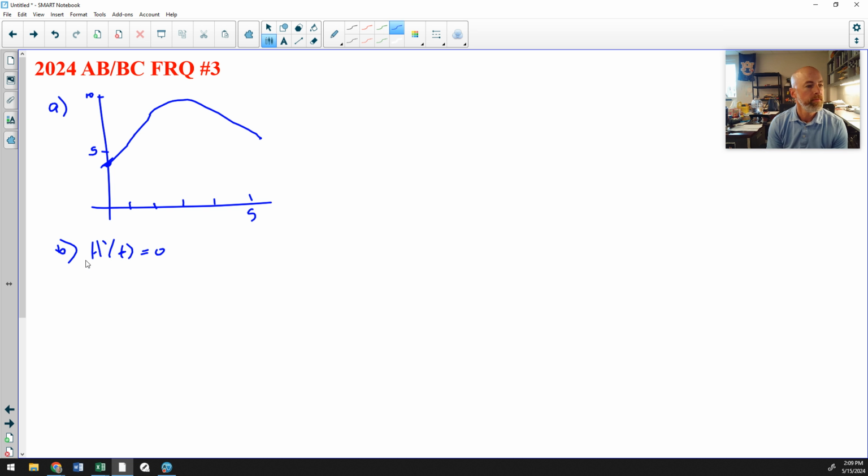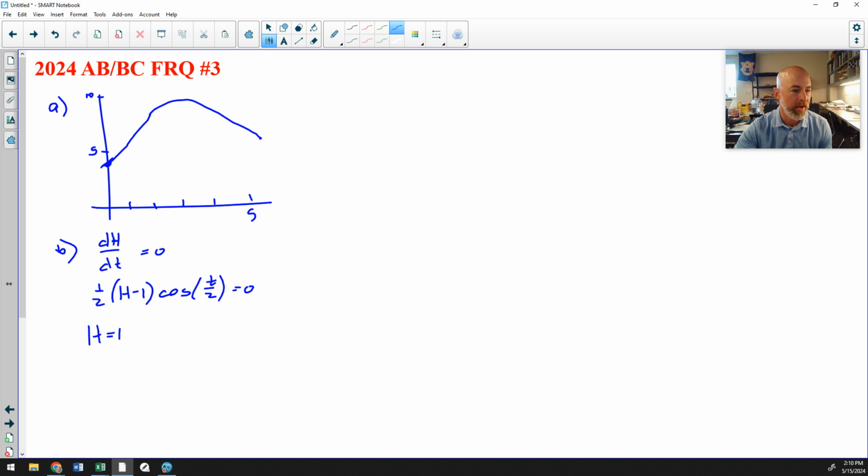Okay, so for this one, I may change h prime to dh/dt instead, not that it matters. So we need 1/2 of (h minus 1) times cosine of t over 2 to equal 0. That will happen when h is 1. So if h is 1, we will have 0. However, the question asks to find the value of t.